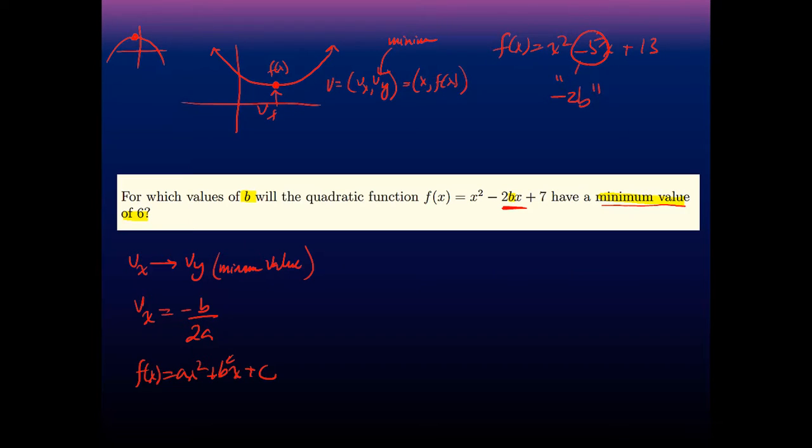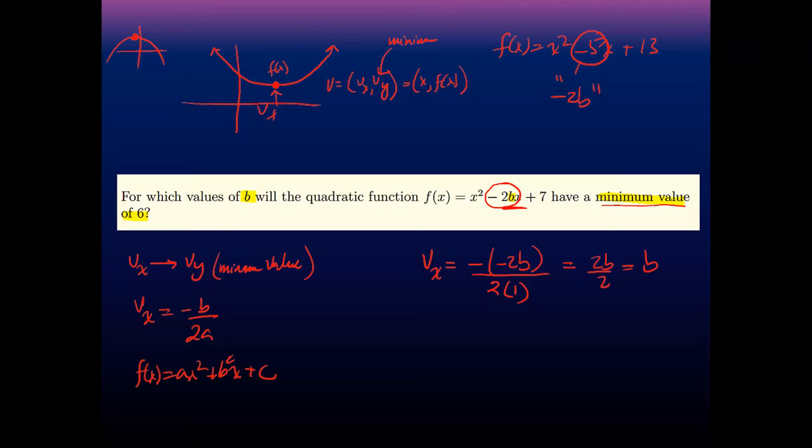Okay, let's find the vx over here, the x component of the vertex. That's going to be the opposite of b. In this case, b is minus 2b, over 2a, and in this case a is 1. So this is just 2b over 2, or b. For this function, vx is b.